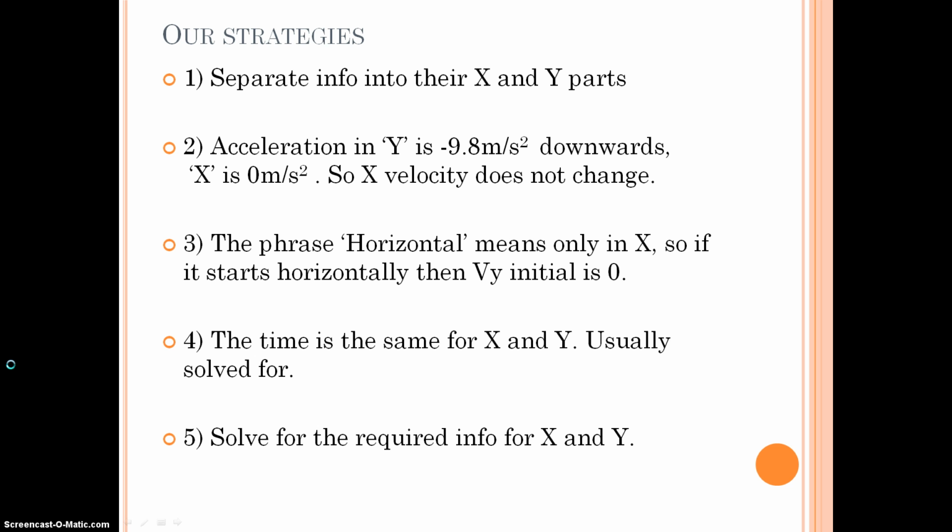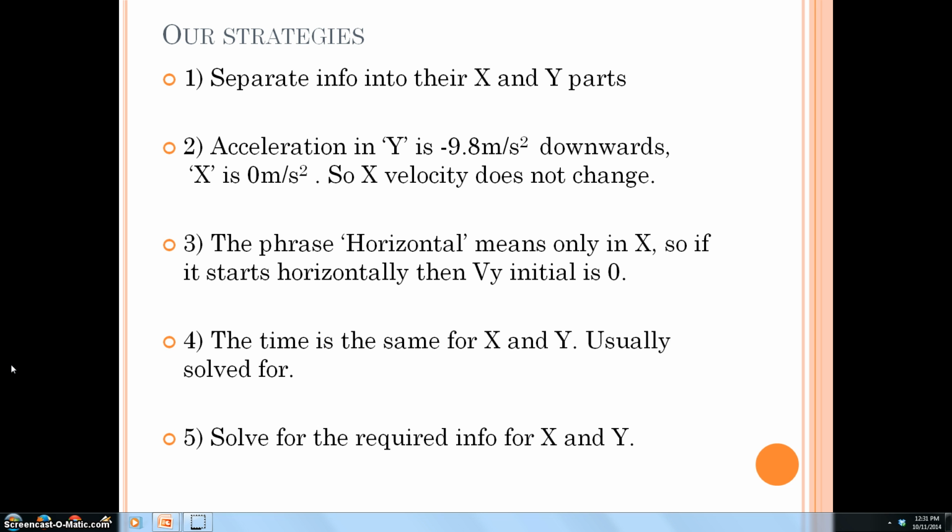Number 3, the phrase horizontal. If something's going horizontal, it means it's only going in the x. So if something's only moving horizontally, we're going to see that it really has no up and down motion at first. Why at first? Because gravity's going to start making a move.